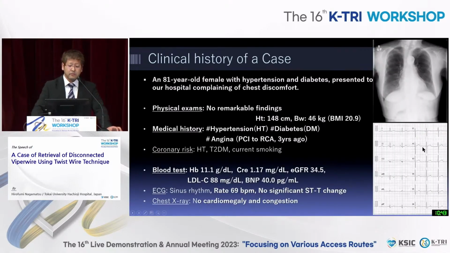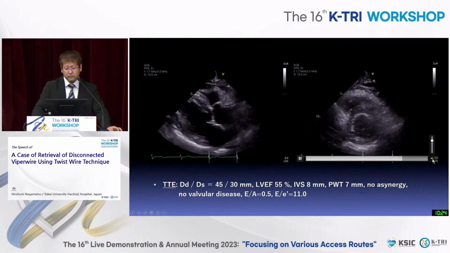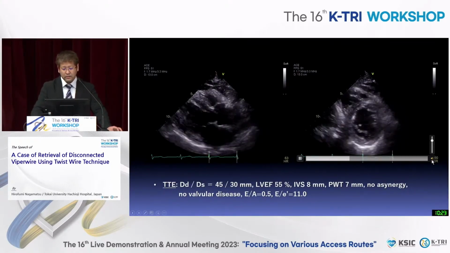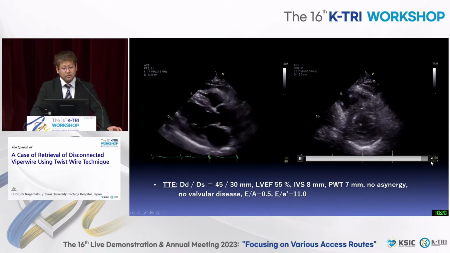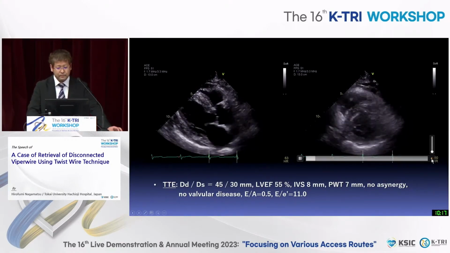An 81-year-old female with hypertension and diabetes presented to our hospital complaining of chest discomfort. There were no remarkable findings in her physical examination. Blood test, ECG, and chest X-ray were almost normal. Her left ventricular ejection fraction was 55%, with no asynergy, no valvular disease, and almost normal findings.